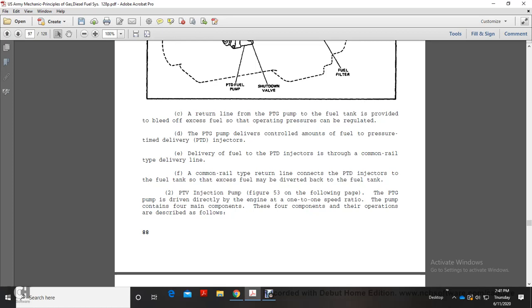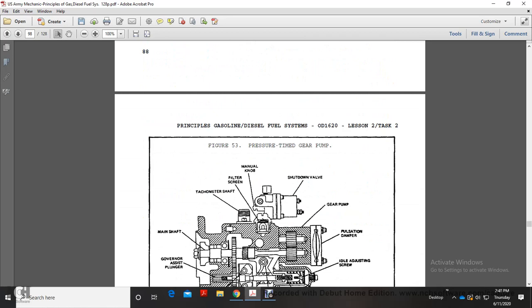Pressure time injection, figure 53, following page. The pressure time gear pump is driven directly by the engine at one-to-one speed. The pump contains the main components, and the four components and their operation are described as follows.